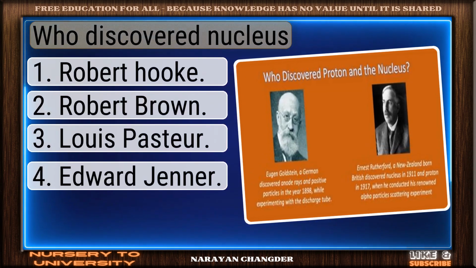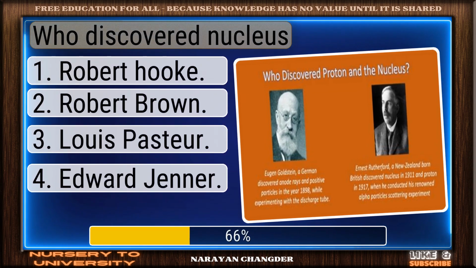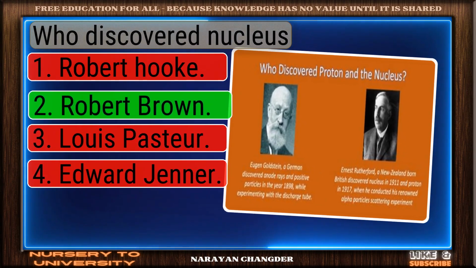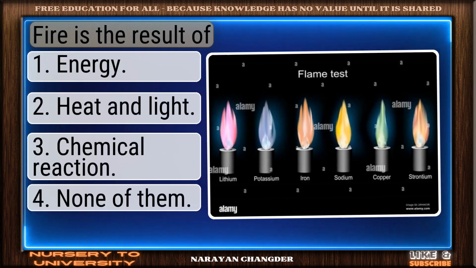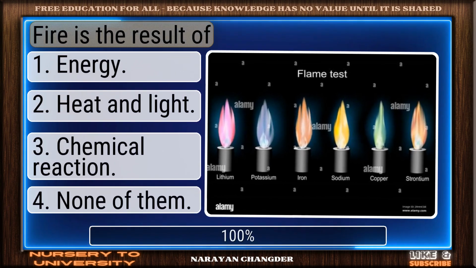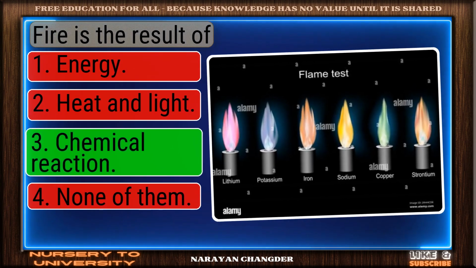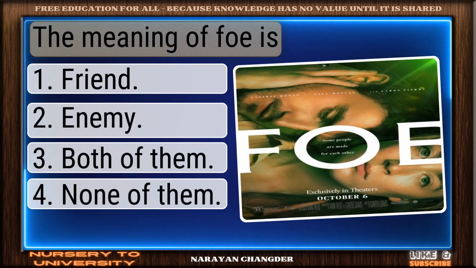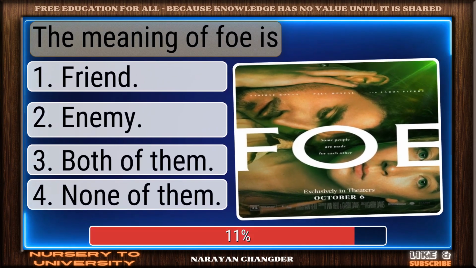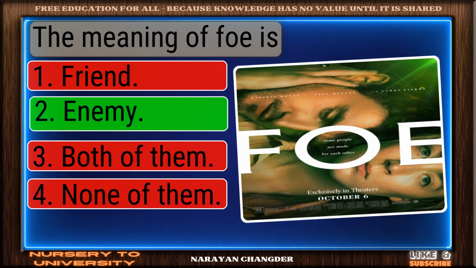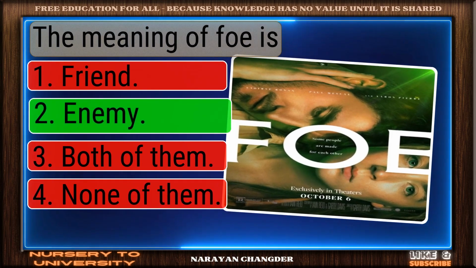Who discovered nucleus? Correct response. Robert Brown is the most accurate answer. Fire is the result of. You chose chemical reaction. And it is correct. The meaning of foe is. Well picked. Enemy is the correct answer.